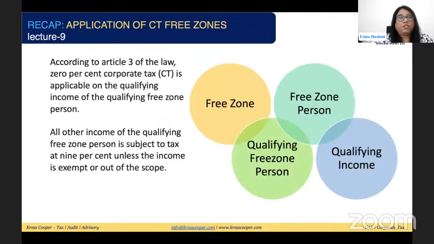So for application of the free zones, this is a very hot topic. I think a lot of people are waiting for a new cabinet decision or executive regulation to come out on this, because there's not much clarity. At the moment, what we know is that a qualifying free zone person, if he is deriving qualifying income, that qualifying income will be subject to tax at 0 rate. And any non-qualifying income will be subject to tax at 9%. What we are missing here is the definition of qualifying income, for which we are still waiting for a cabinet decision.